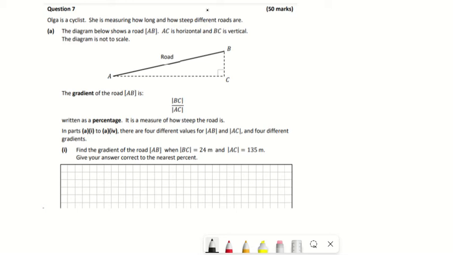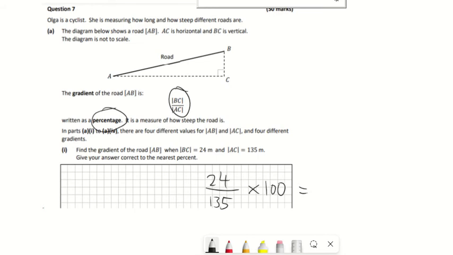So first part, you just have to put BC over AC. So we're just going to put what BC is. It says BC is 24 and it says that AC is 135. So we're just going to put one over the other like that, and then because they want the answer written as a percentage, you have to multiply by 100. So that's going to give you your answer, and it's 18%.